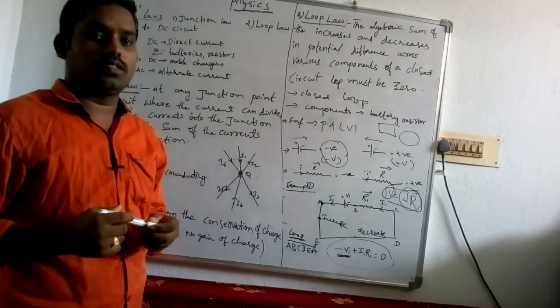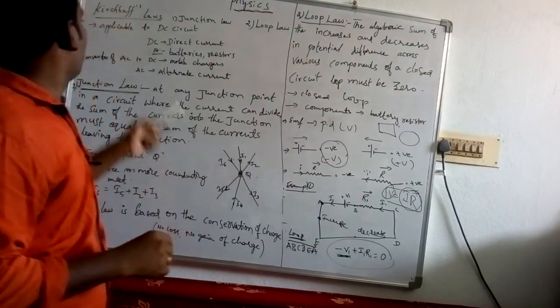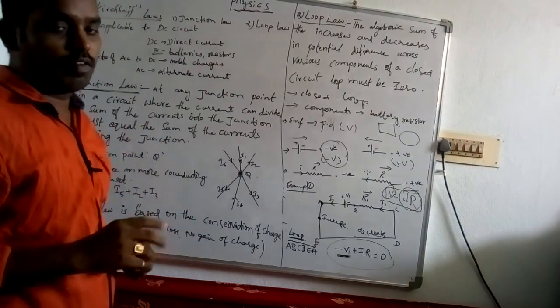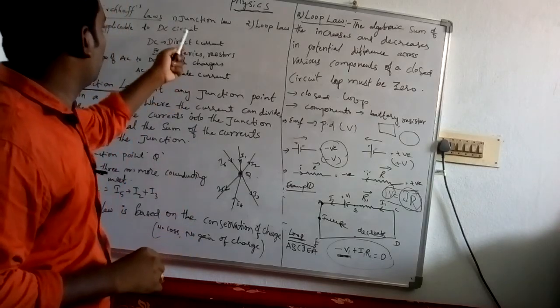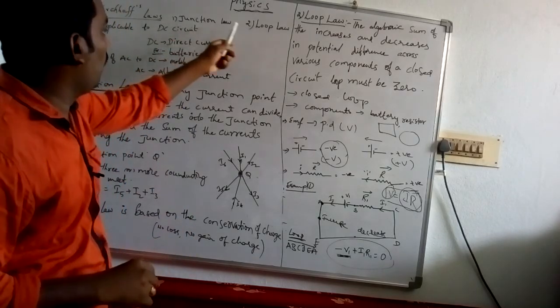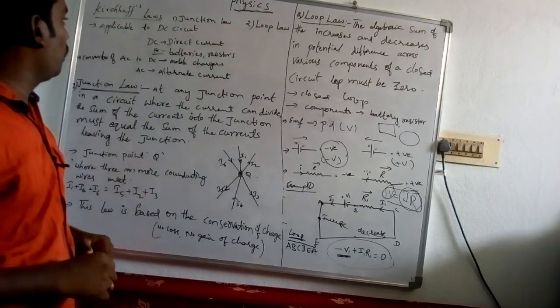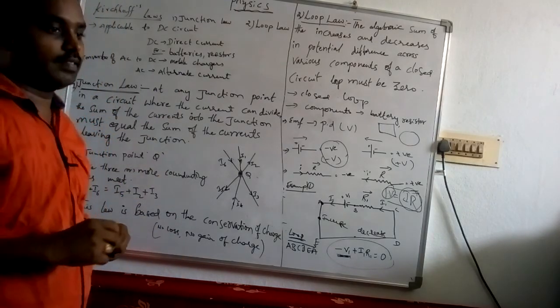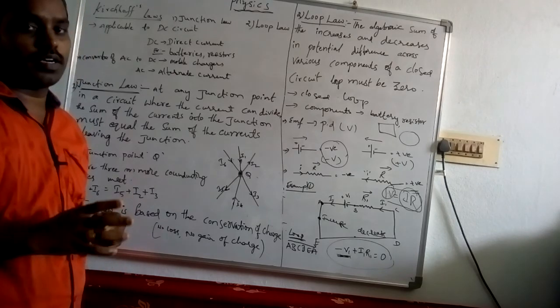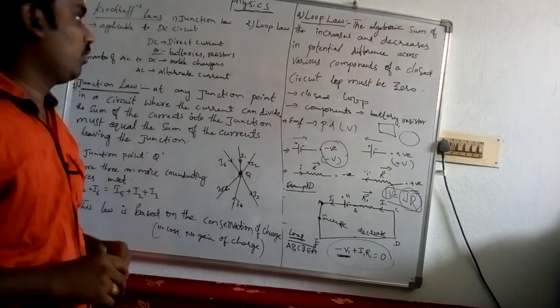Good morning, students. Today our topic is Kirchhoff's laws. In Kirchhoff's laws we have two types of laws: the junction law and the loop law. These Kirchhoff's laws are applicable to DC circuits. DC circuit means in this circuit only DC current will pass.